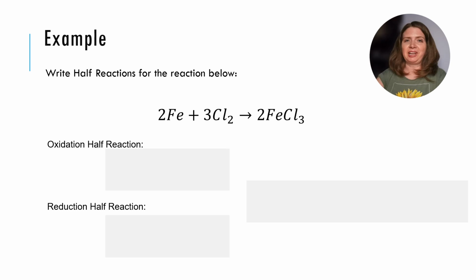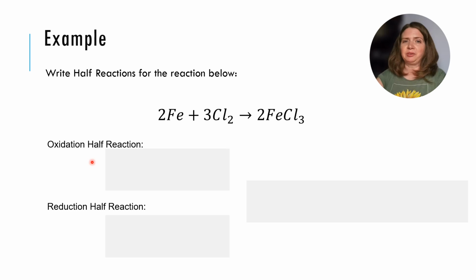Now we're going to learn how to write half reactions. In redox reactions, oxidation and reduction always occur together. The number of electrons lost during oxidation is always equal to the number of electrons gained during reduction. Half reactions separate the overall reaction into an oxidation half reaction and a reduction half reaction, so we can clearly see how many electrons are being transferred by each reactant.